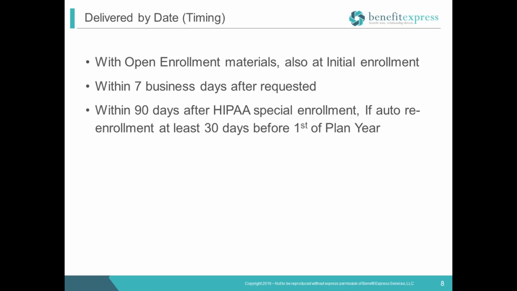It has to be given out also within 7 days after it is requested, and within 90 days after a HIPAA special enrollment, and if automatic enrollment, at least 30 days before the first plan year. So here it's important, and then there's a special rule if the insurance company doesn't provide it immediately. You have 7 days after they provide it to you if you can't meet that 30-day requirement.